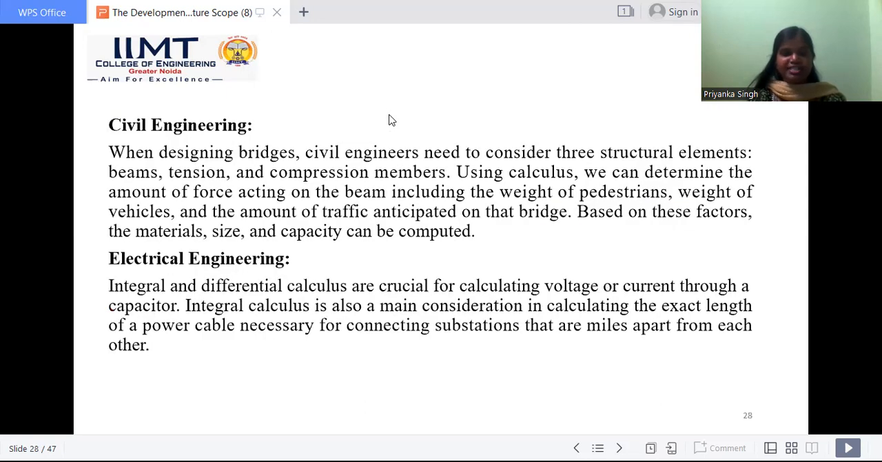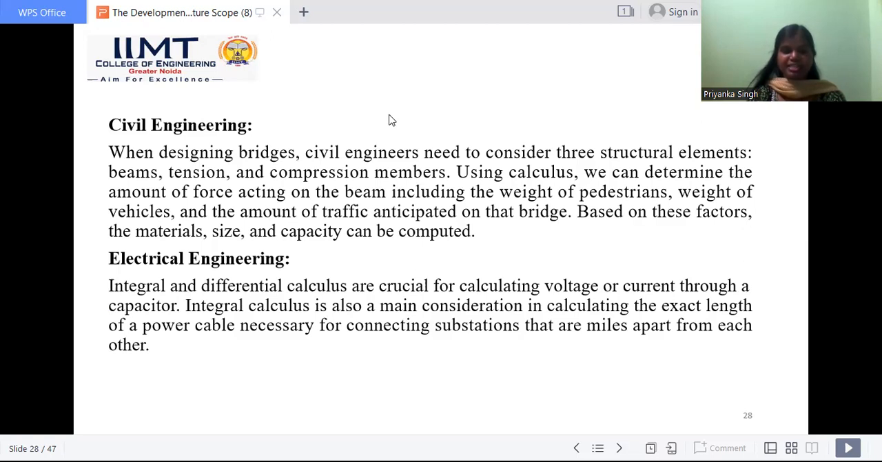Civil engineering, when designing a bridge, civil engineers need to consider three structural elements: beam, tension, and compression members. Using calculus, we can determine the amount of force acting on the beam, including the weight of pedestrians, weight of vehicles, and the amount of traffic anticipated on that bridge. Based on these factors, the material size and capacity can be computed.